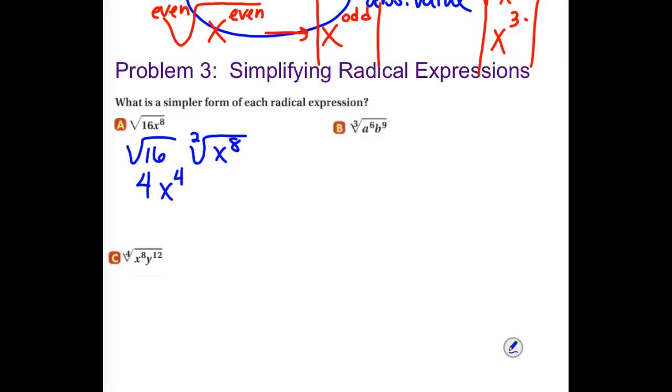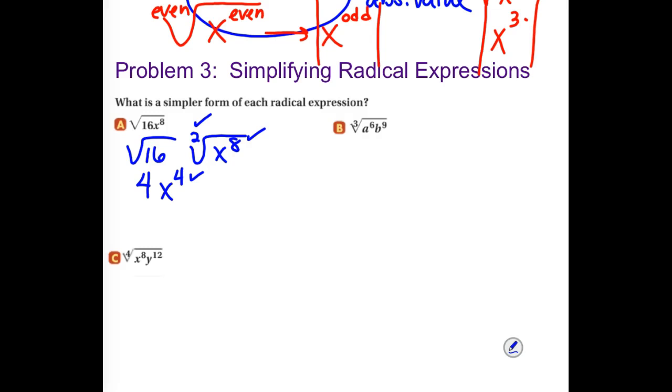Will x to the 4th ever be negative? It doesn't matter what x is. It can be positive or negative number. When I raise it to a 4th power, it's going to end up being positive. Since that 4th power is going to make it positive anyway, I don't need the absolute value bars. This was an even situation. I don't need them then. Okay.